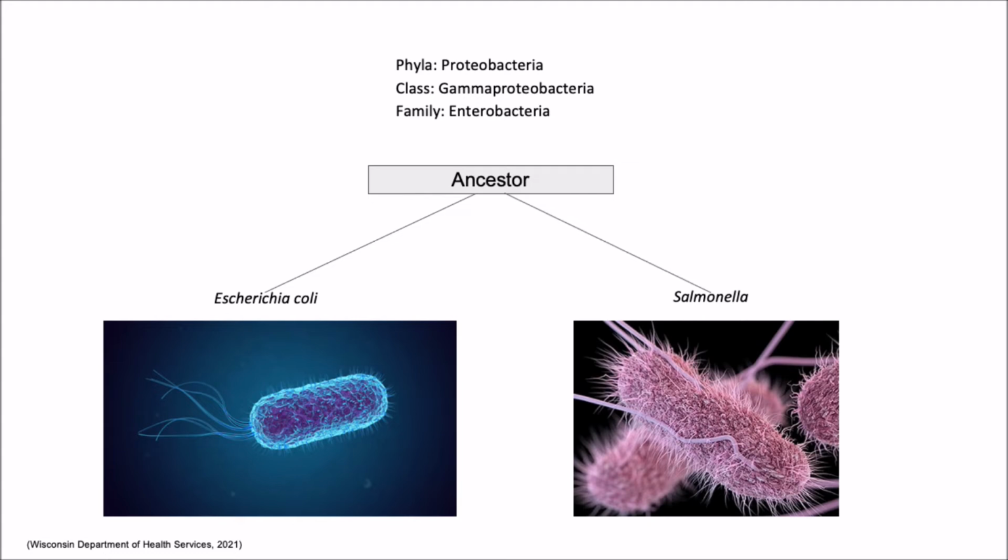Maybe not everyone has heard of Salmonella, but many have heard of their close relative Escherichia coli, or E. coli. Like Salmonella, it's a proteobacteria from the Enterobacteria family, or enteric bacteria. Also, like Salmonella, some strains of E. coli are infamous in causing food poisoning.